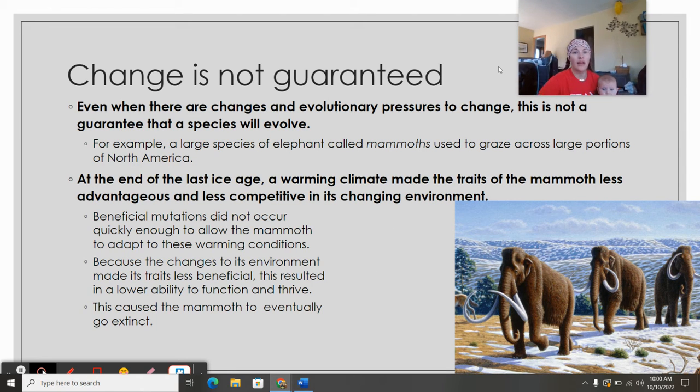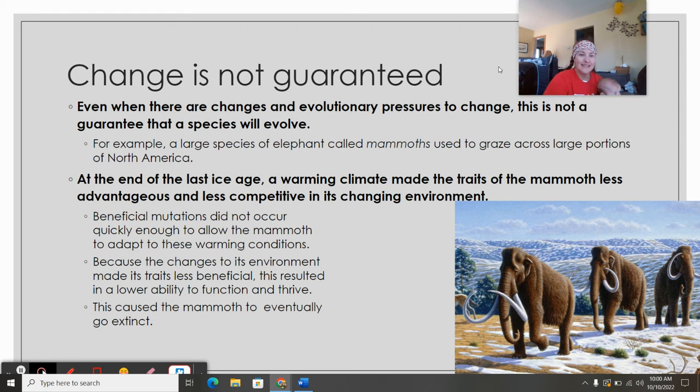And when we are talking about these changes, we also have evolutionary pressures and evolution that come into play. So we used to have mammoths in North America, which I think is pretty cool. They're pretty cool animals. Mammoths, mastodons, different animals like that. At the end of the last ice age, we had a warming climate, and the traits that the mammoths had became less advantageous for them, with their very, very large body size, their thick fur coats. They weren't as competitive in their environment, and they all died off.